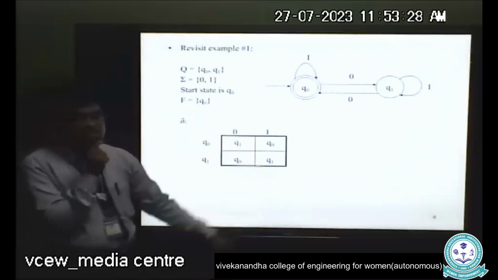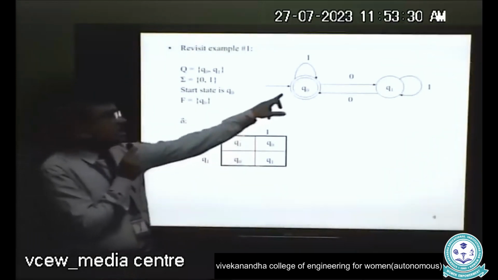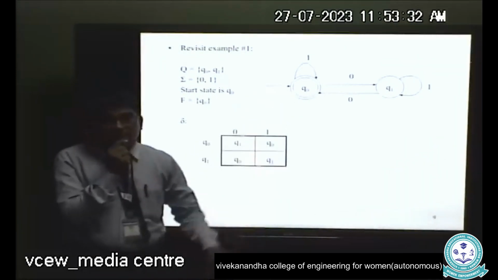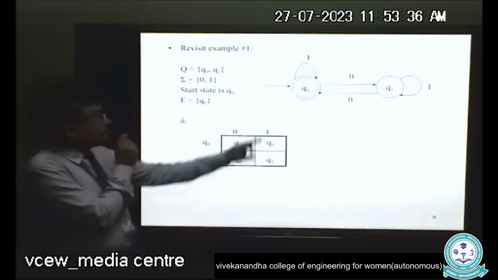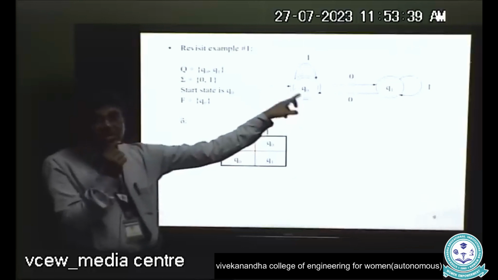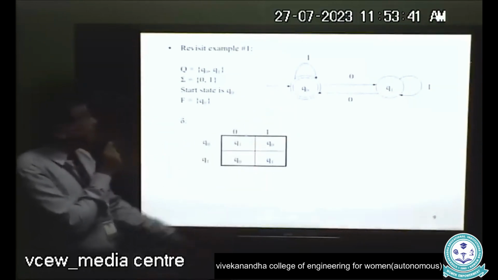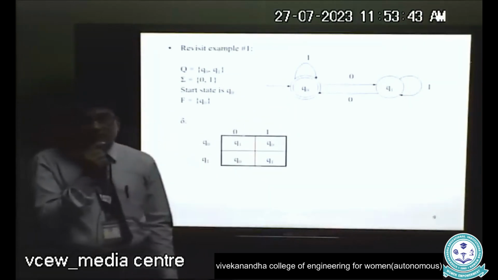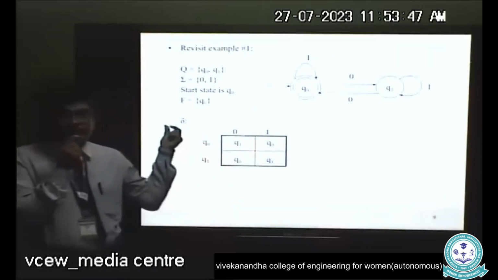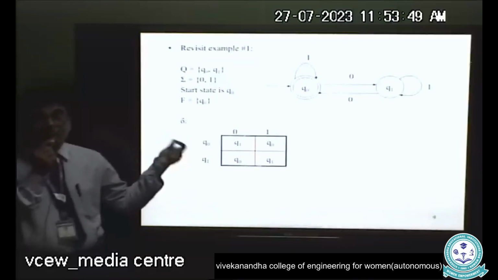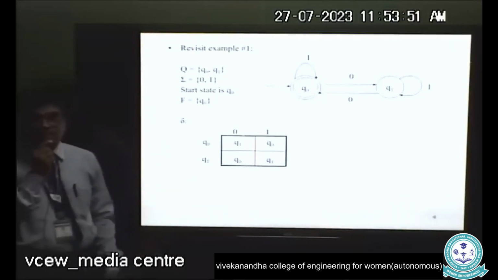And next, the starting state is Q0. Yes, this is the starting state. This arrow mark represents the starting state of a transition diagram. So Q0 is an initial state or starting state. Okay, and the next one, capital F, is called the final state. As per our definition, capital F is defined as an accepting state or final state.